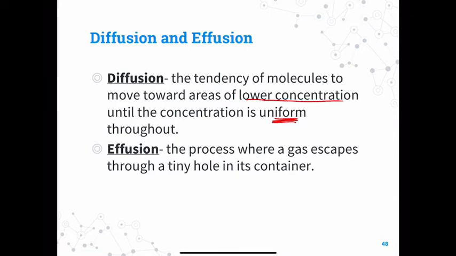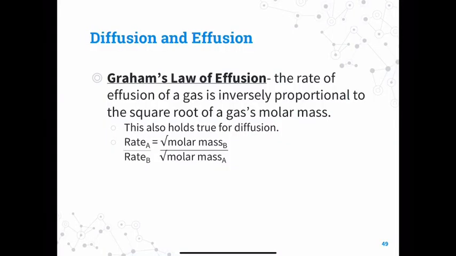Now, effusion is slightly different. It's still spreading out into a space, but more than that, it's escaping through a tiny hole in the container. And what Graham's law of effusion tells us is that gases effuse inversely proportionally to their molar mass, okay? So if we're looking at two gases and we are trying to see their rate of effusion, we have to look at the molar masses of them. So when we do Graham's law calculations, we're always going to be comparing two different gases, okay?